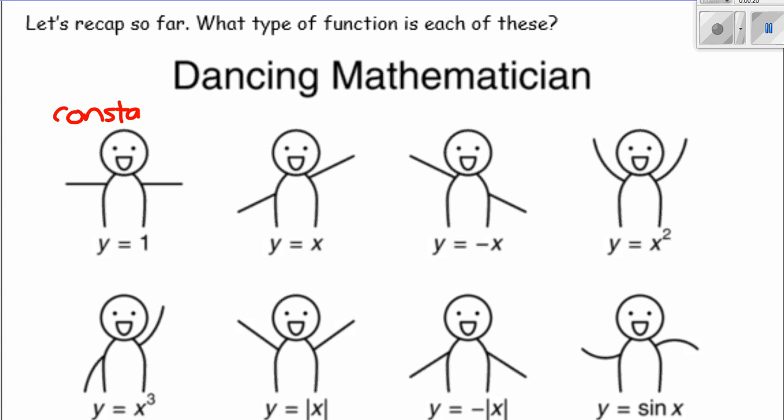It's a horizontal line. It'll be in the form of y equals a number. So it's y equals whatever it cuts through.